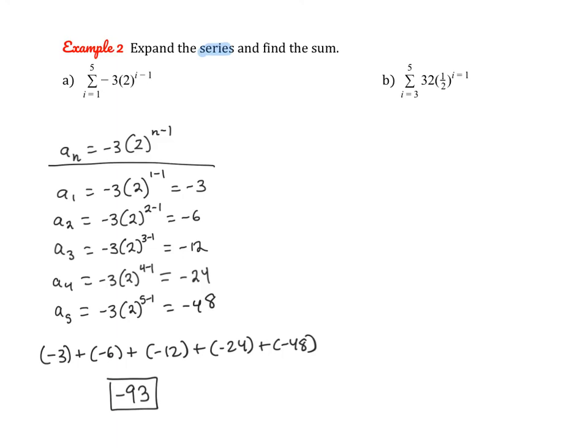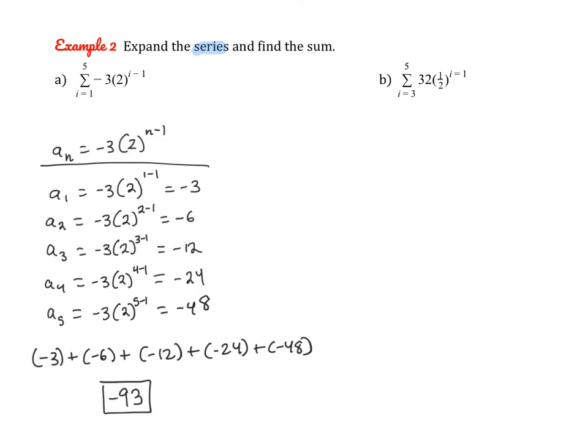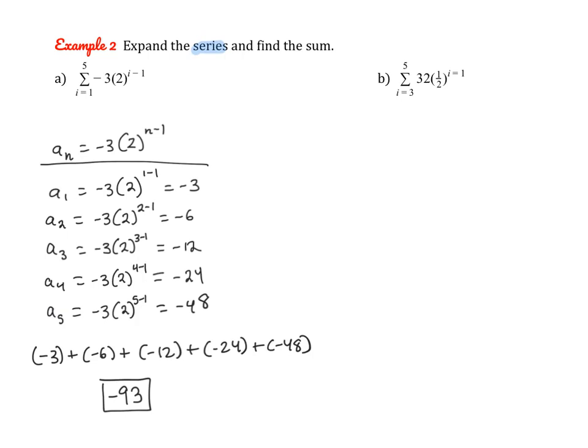Okay, let's try one more together. So here in part B, again, this represents the explicit rule. So it's a sub n equals 32 times 1/2. Sorry, that was supposed to say minus. So to the power of n minus 1. And they would like us to find the sum of the third through fifth term.